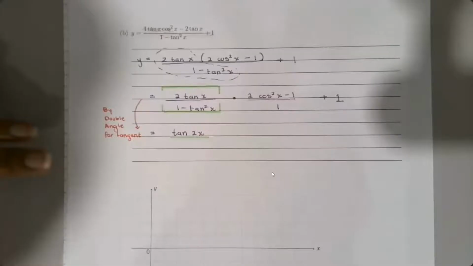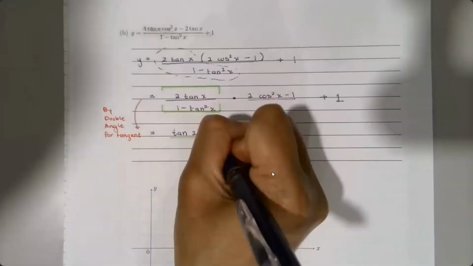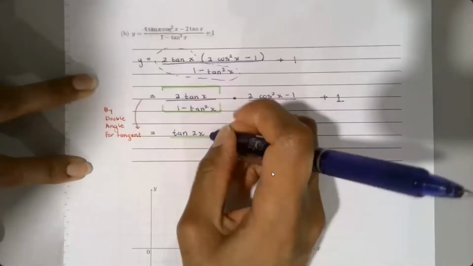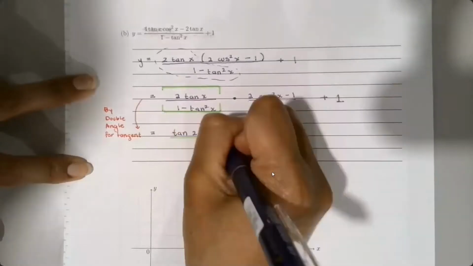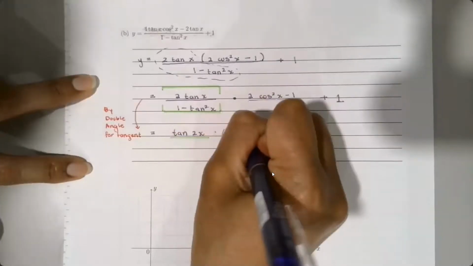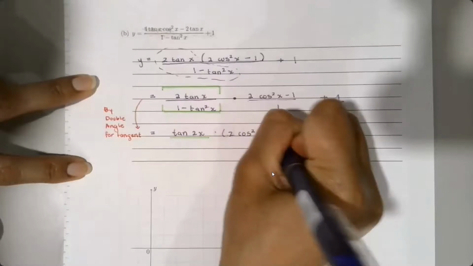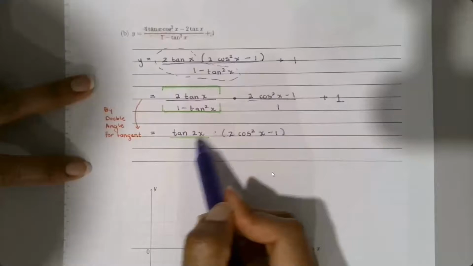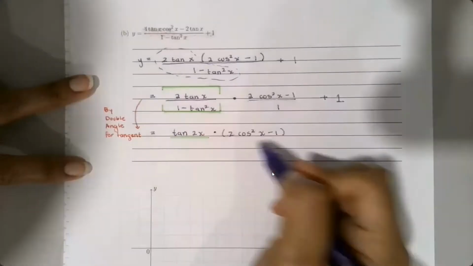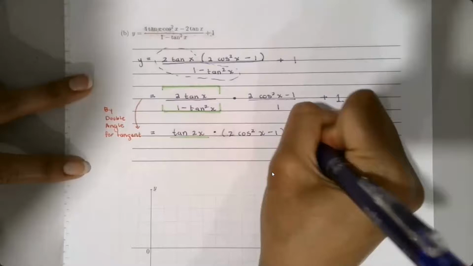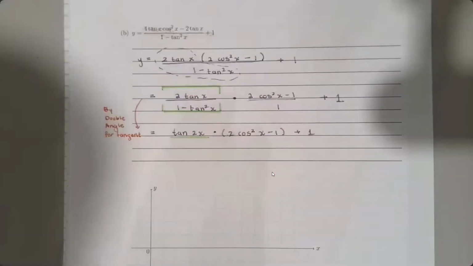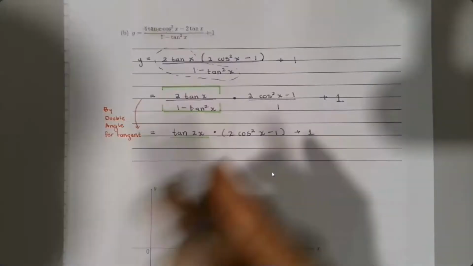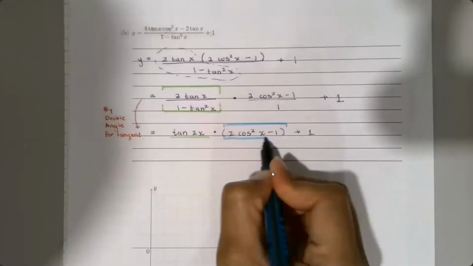And then we still need to bring down the times, and I'll write parentheses around this because there are two terms in the second factor. So it's 2 cosine squared x minus 1. I won't write over 1 anymore because we no longer have a fraction in the first factor. So I'll just write it like this, and then we have the plus 1 that we need to bring down. What about this second one? Is there anything that we can apply for 2 cosine squared x minus 1?